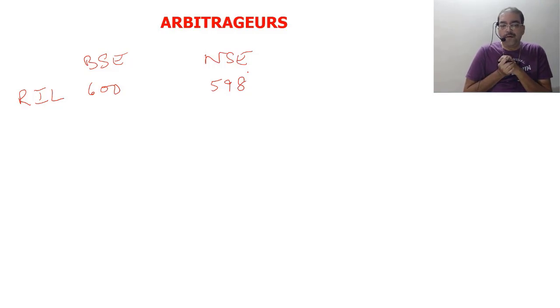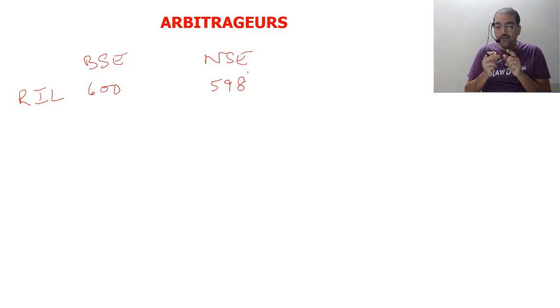Got it? Say the same share is available at two different prices in two different markets. This is an opportunity for me. What is the opportunity? Arbitrage opportunity. This is arbitrage theory in international financial management: the same commodity is available at a particular point of time at two different prices in two different markets.